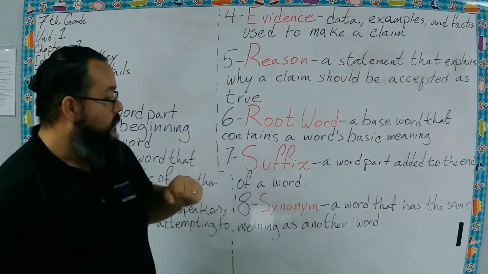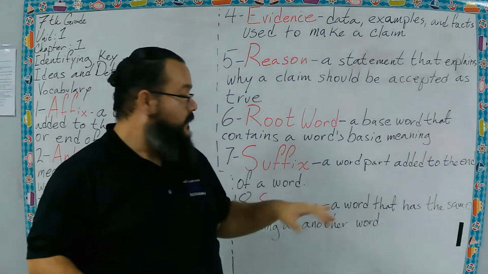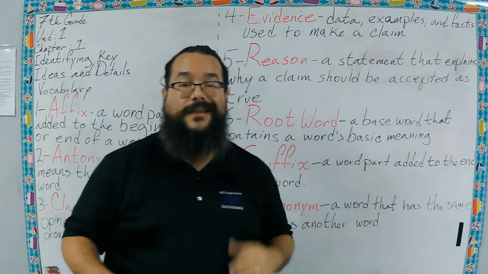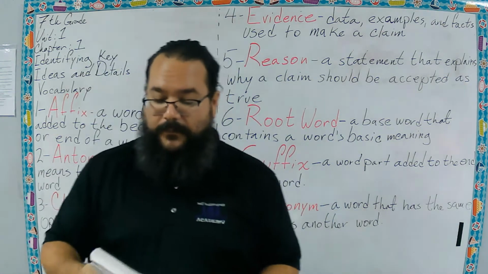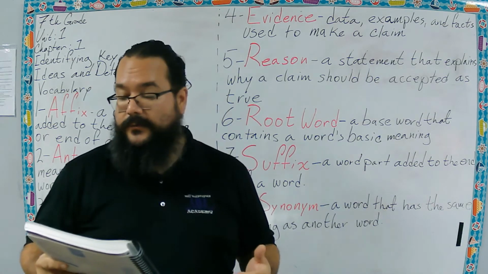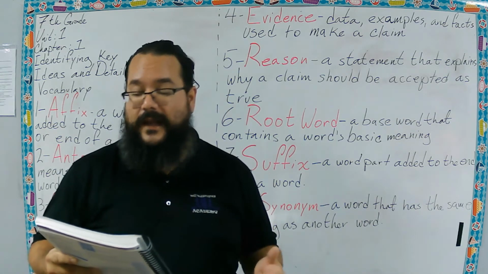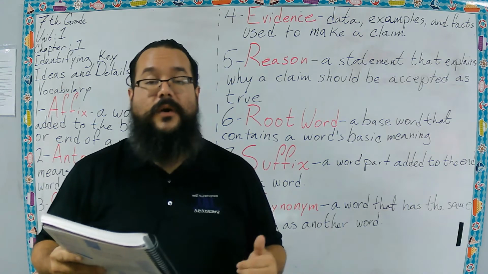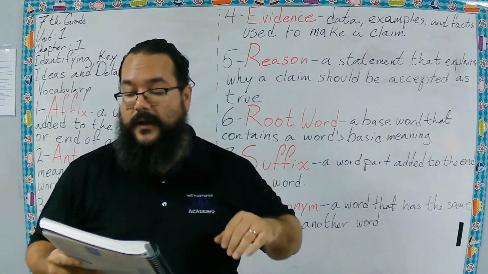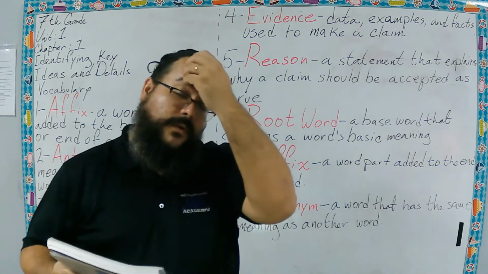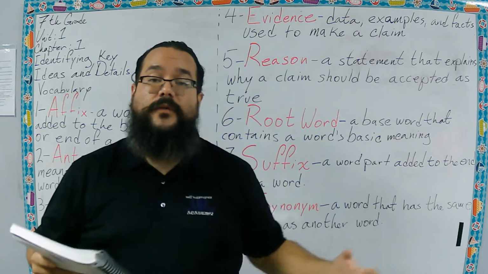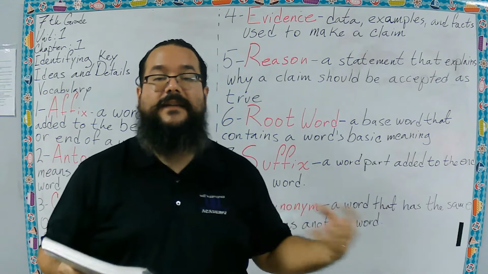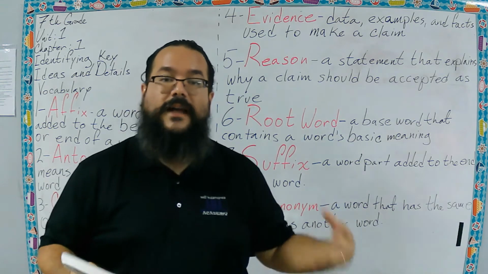Number 7, suffix. A word part added to the end of a word. It's a word part that we add at the end of the word. For example, detachable and understandable both end with the suffix able, meaning given to or able to. Now, understandable and detachable, we will discern that detachable is something you can remove from something else, and understandable is when you can understand something. That thing has the capacity to be understood, or it has the capacity to be detached.